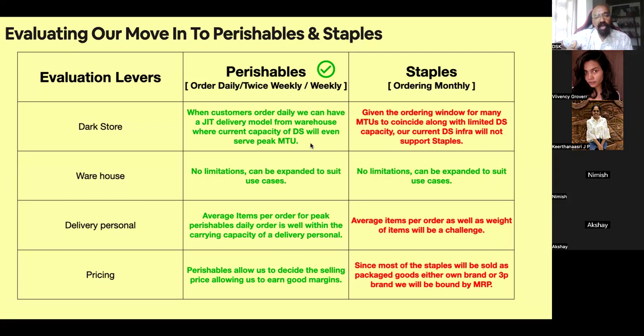Warehouses on either end are elastic in nature. They are at the outskirts of the city. You can expand their capacity. There's a lot of spare capacity available right now, so it's not a limiting factor.